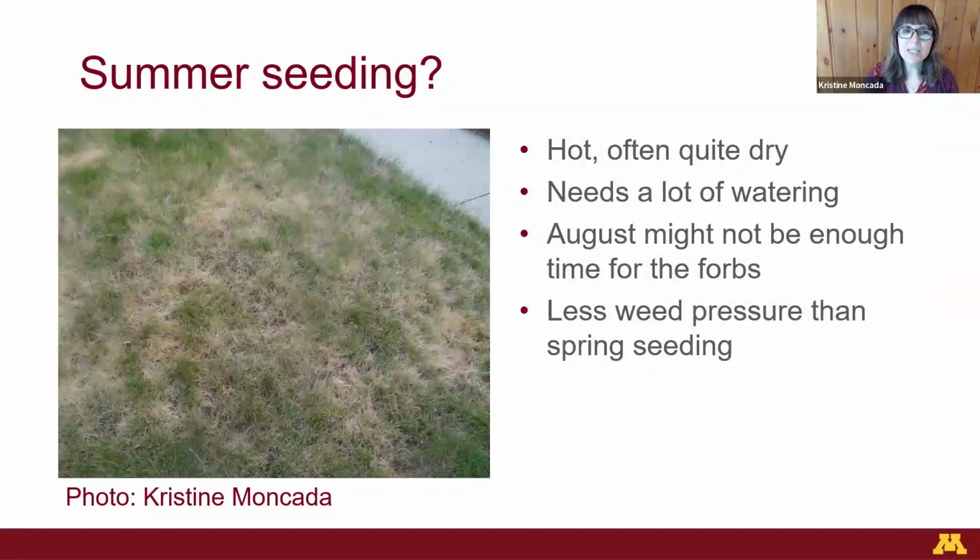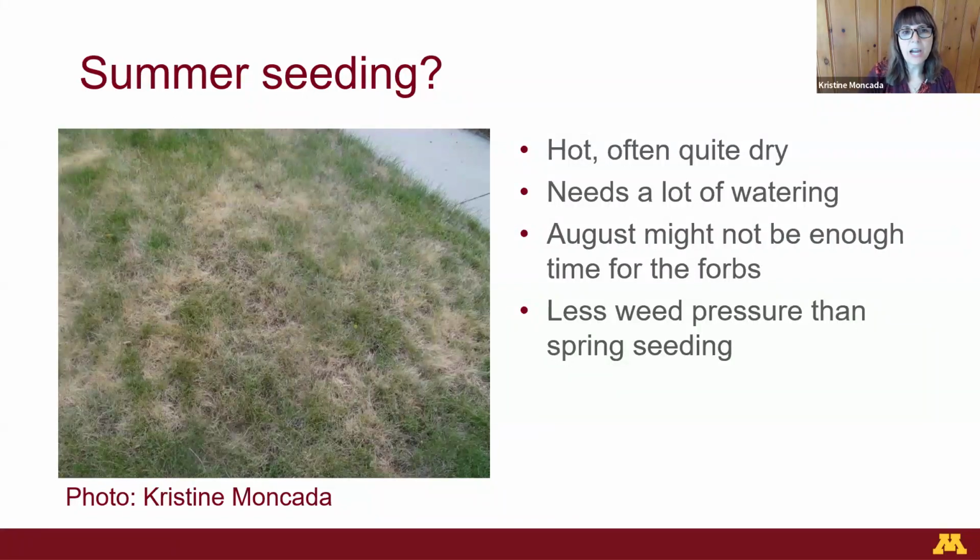So another option is summer seeding. It's really not the optimal time to do a bee lawn. It can be done and it can work, but if you think about an August seeding, that's the hottest time of year. And also, at least in our area, it's the driest time of year. So a summer seeding would need lots of watering. And August may not be enough time for the forbs to establish in order to make it through the winter.